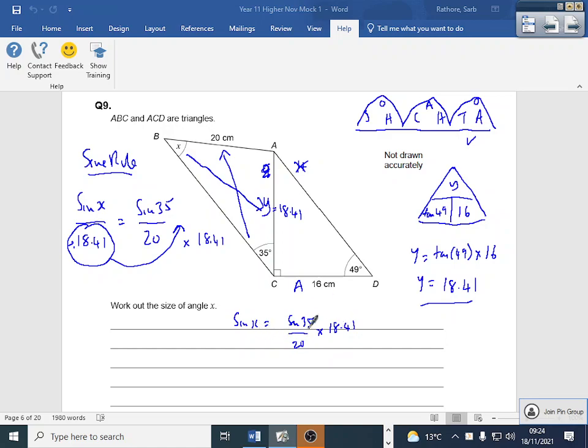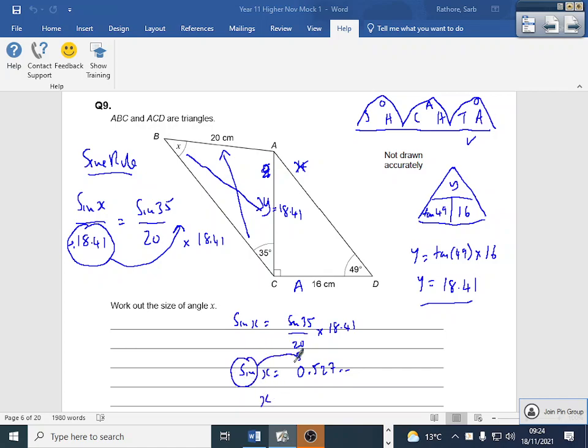Now I'm just going to quickly do that, sine 35 over 20 times 18.41, which is going to give me sine x is going to be 0.527 and so on. Now I want to find what x is, so I need to take this sine function to the other side.